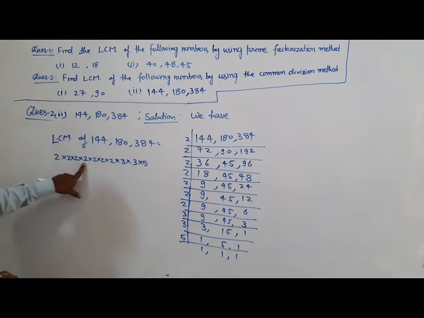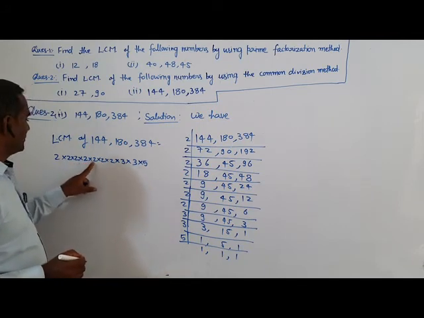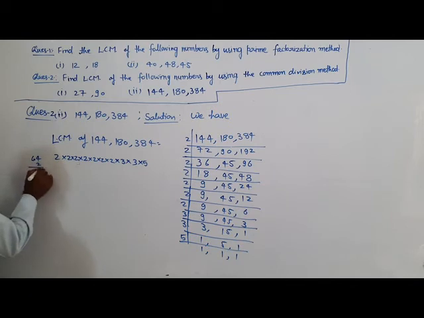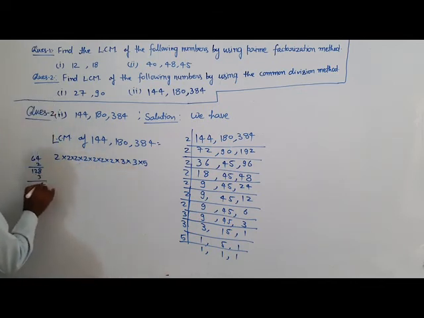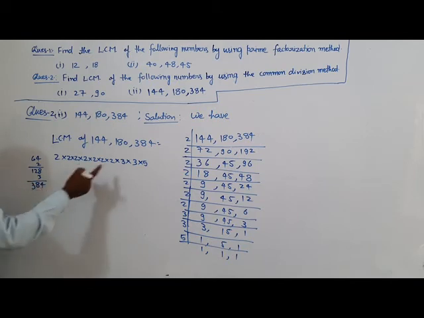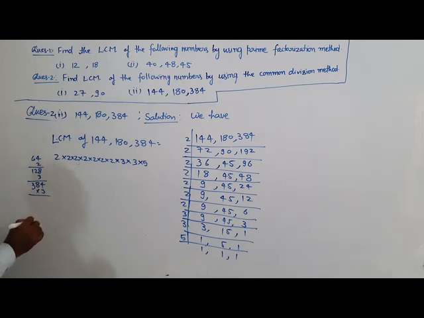2 twos are 4, 2 fours are 8, 2 eights are 16, 2 sixteens are 32, 2 thirty-twos are 64, and 64 into 2 is 128. Then 3 into 3, and multiplying by 3 again. Now by 5, 5 times the result.